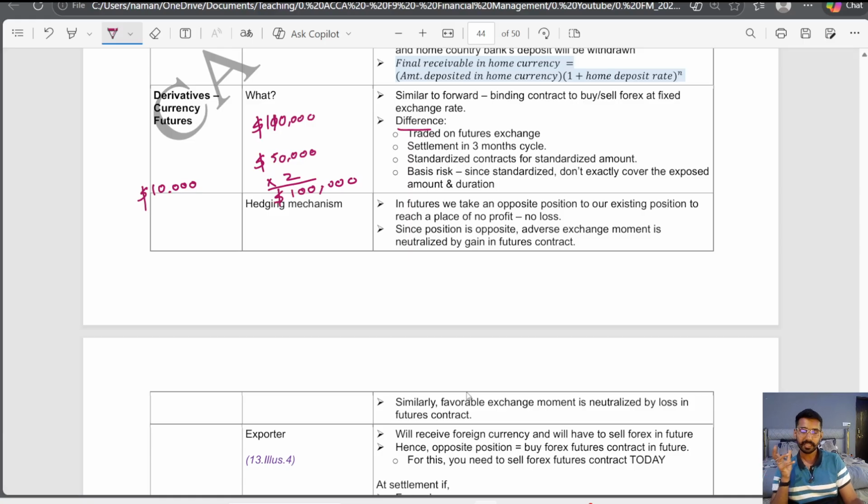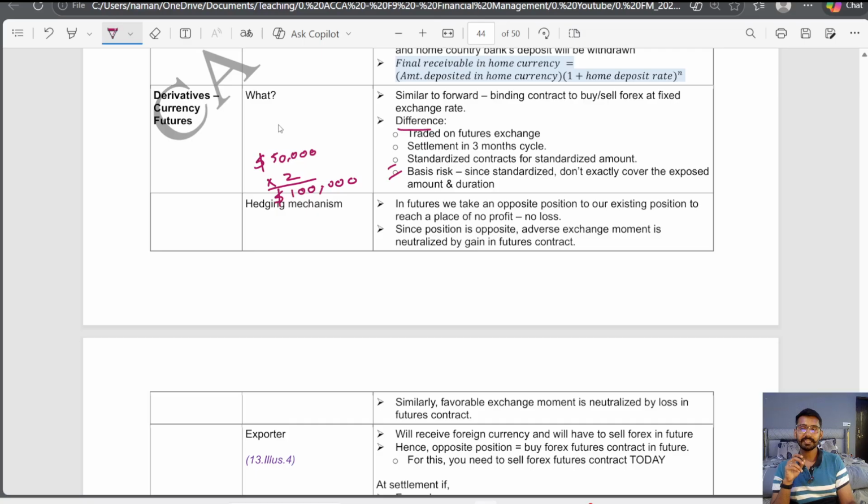Okay. So the difference between a forward contract and a futures contract is that futures are traded on the market. They are for standardized size and standard period, and because of that it sometimes leads to basis risk. A certain portion of your transaction is unhedged. Now let's understand the mechanism of futures. In a futures contract, you take the opposite position of what position you need.